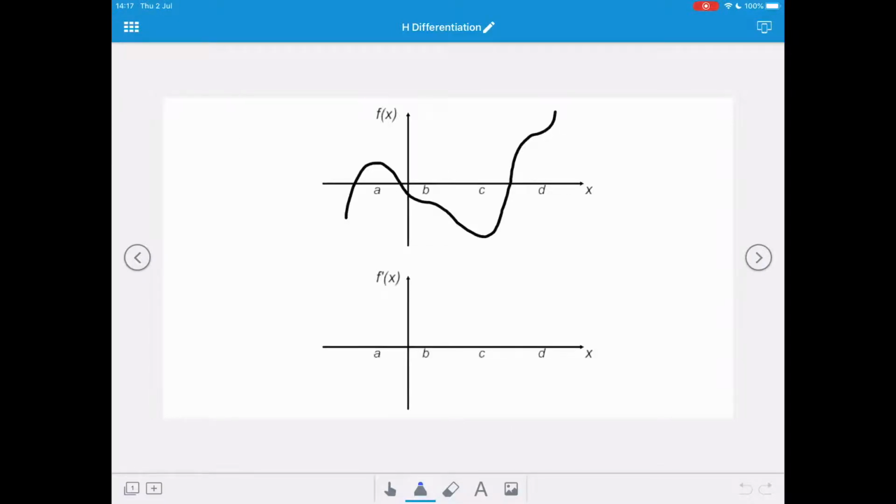So if we consider this curve, we've got a maximum turning point at A, we've got a falling point of inflection at B, we've got a minimum turning point at C, and then we've got a rising point of inflection at D. So the gradient at all of these stationary points is going to be 0. So all 4 of those points are going to lie on our x-axis at A0, B0, C0, and D0.